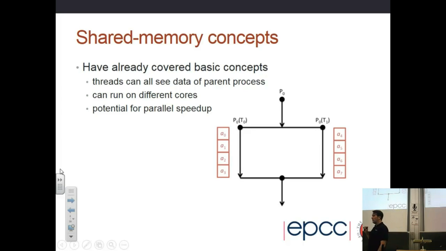So in principle, if you run a process and it allocates an array of size 8, if you have multiple CPU cores, you could decide to operate on that in parallel and hence get parallel speed up by having different threads operating on different subsets of that array.